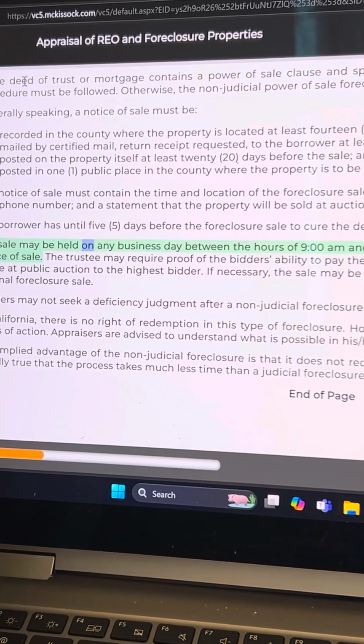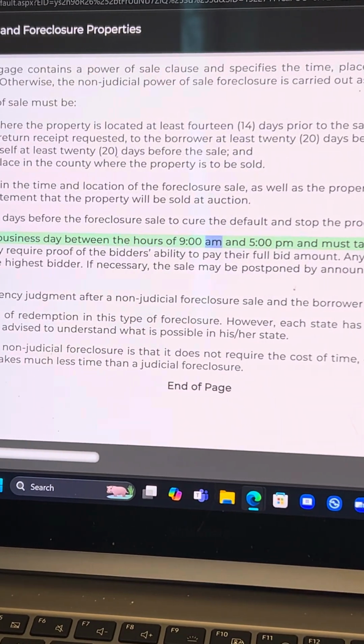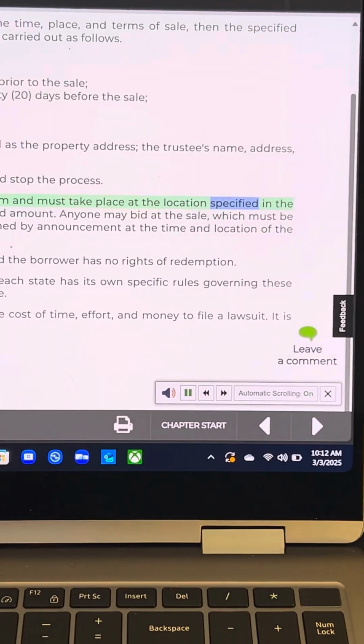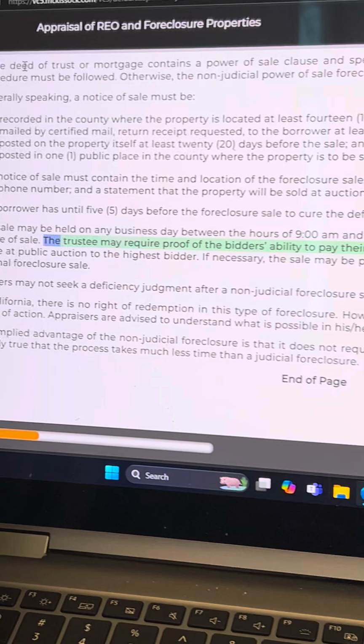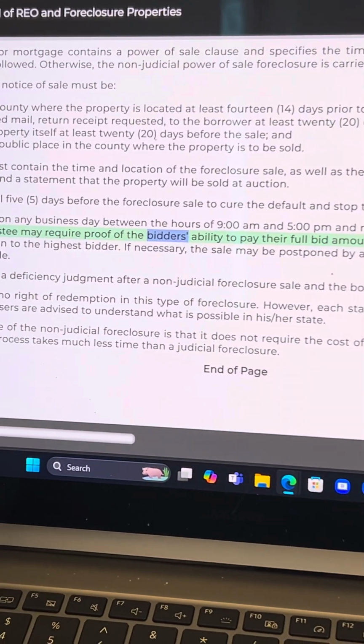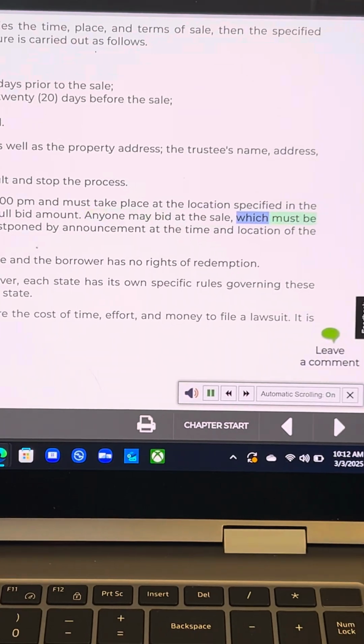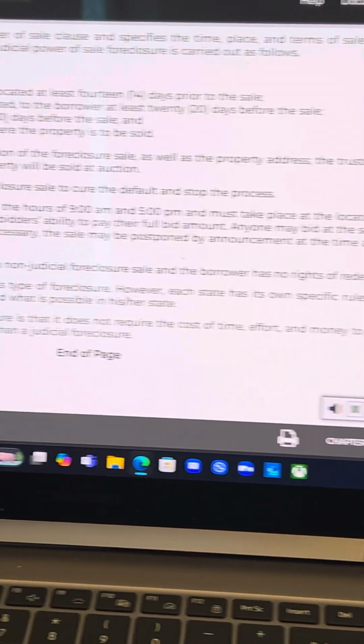The sale may be held on any business day between the hours of 9 a.m. and 5 p.m. and must take place at the location specified in the notice of sale. The trustee may require proof of the bidder's ability to pay their full bid amount. Anyone may bid at the sale, which must be made at public auction to the highest bidder.